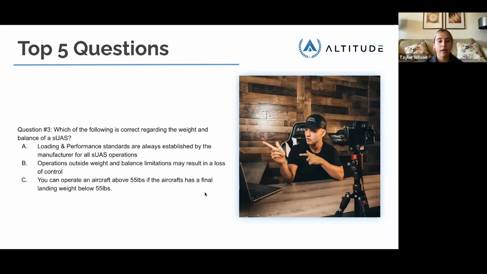Which of the following is correct regarding the weight and balance of a small UAS? A, loading and performance standards are always established by the manufacturer for all small UAS operations. B, operations outside weight and balance limitations may result in a loss of control. Or C, you can operate an aircraft above 55 pounds if the aircraft has a final landing weight below 55 pounds. All right. Yep. Our answer here is B. Operations outside weight and balance limitations may result in a loss of control, just like we were talking about in the first couple of slides.